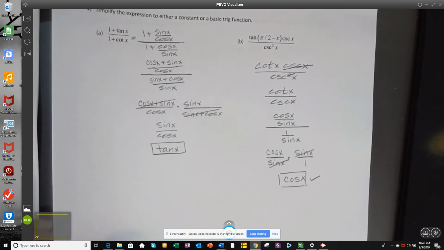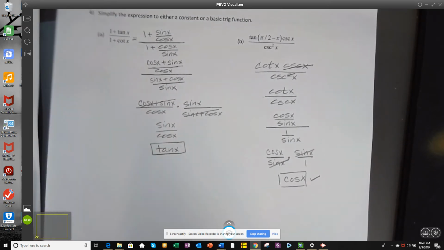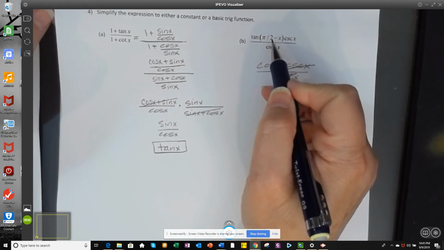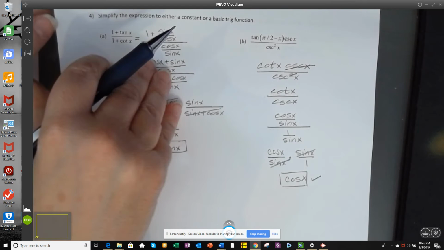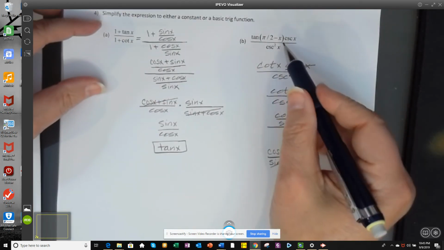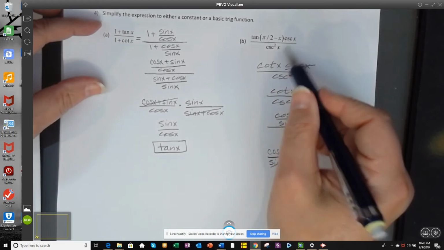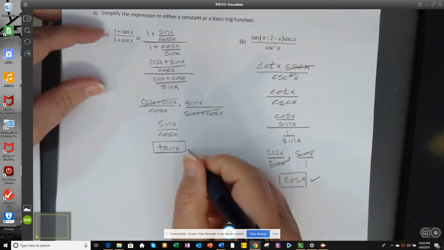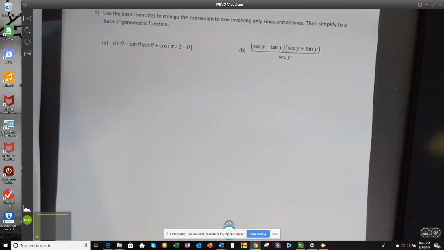Okay, so what did I do? I looked at this and I said, well, that's a cofunction identity, I know. So the cofunction identity for tangent is its cotangent because they're complementary. And so that's cotangent of x. And then I knew I could cancel one of these out. And then I changed things to sines and cosines, and that fell right on out. Okay? All right, let's do some more.